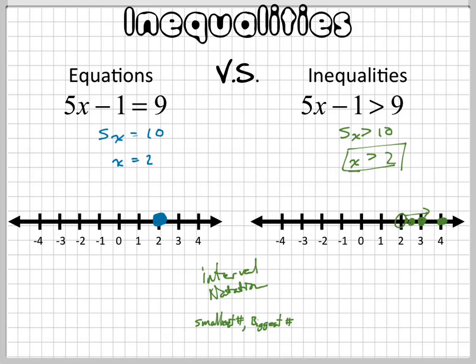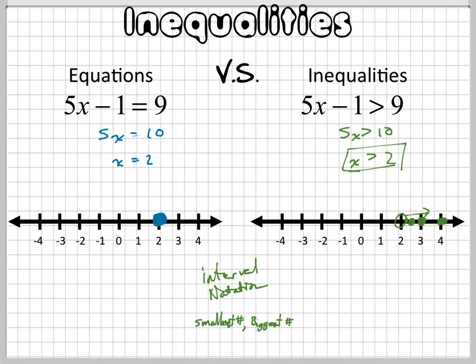Now, in this case, what is our smallest number for our answer? What is the smallest number here? No, 2 is not the smallest number. 2.1. Like, that is a solution. 2.0000001. That's pretty small, huh? And that's part of the solution. But can 2.000000000000001 be part of the solution? Now, do you really want to write all that? No. And so we don't write that.